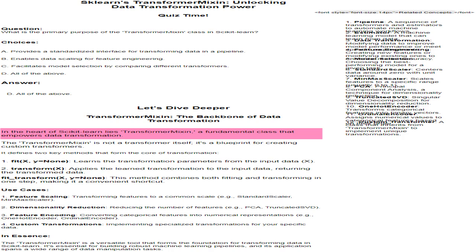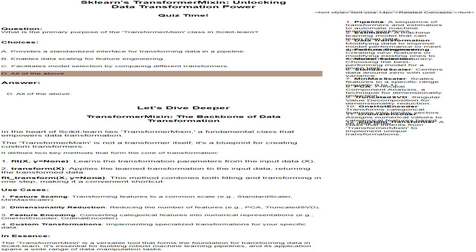False. In the heart of scikit-learn lies transformer mixin, a fundamental class that empowers data transformation. Transformer mixin provides a standardized interface for transformation, enabling data scaling for feature engineering. It's not directly involved in model selection itself. However, it supports the overall process by providing the foundation for data manipulation. True. D. All of the above.